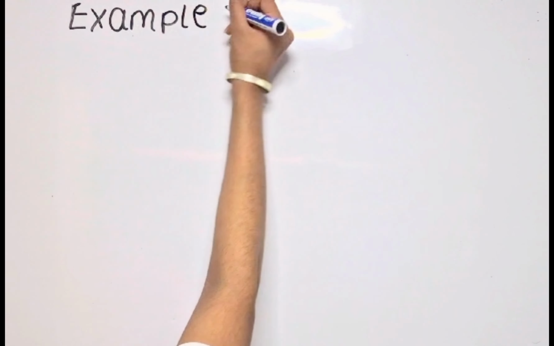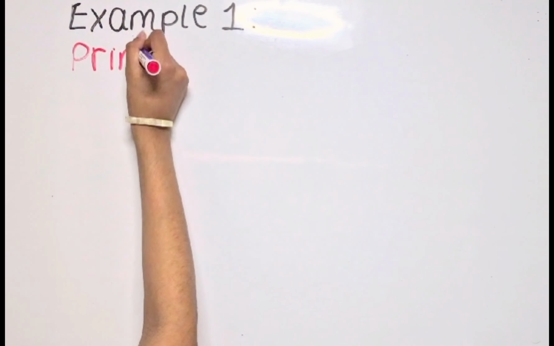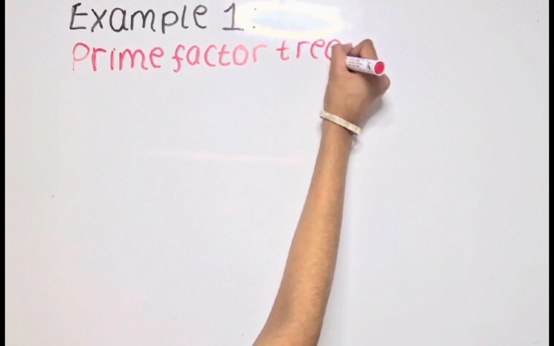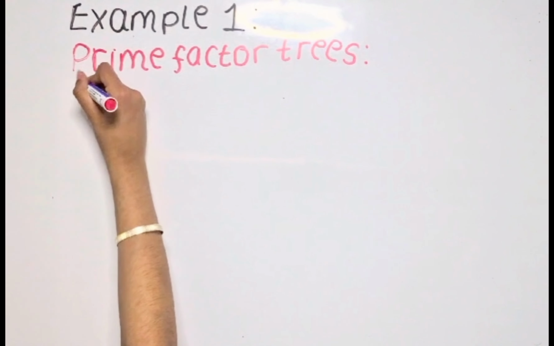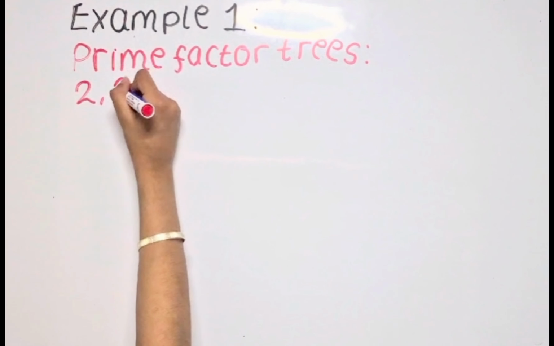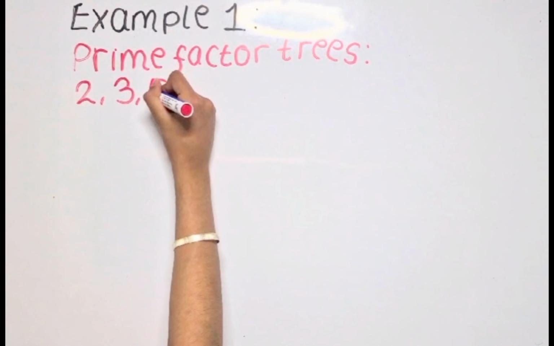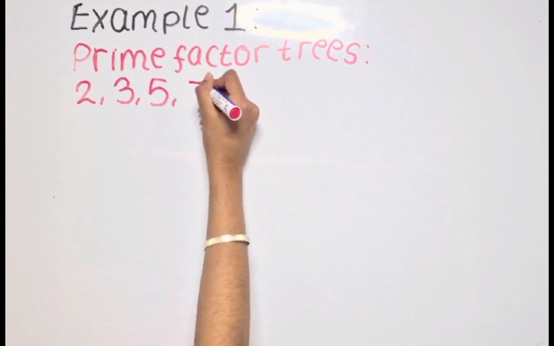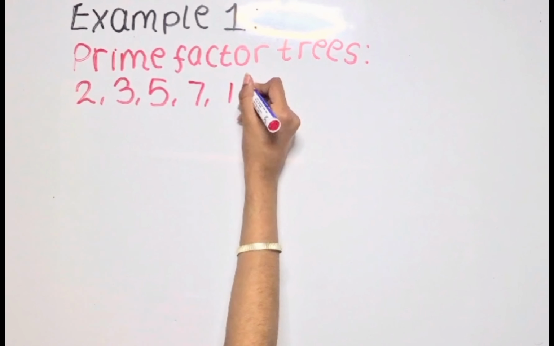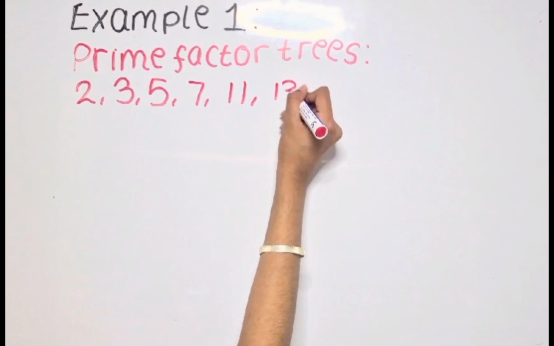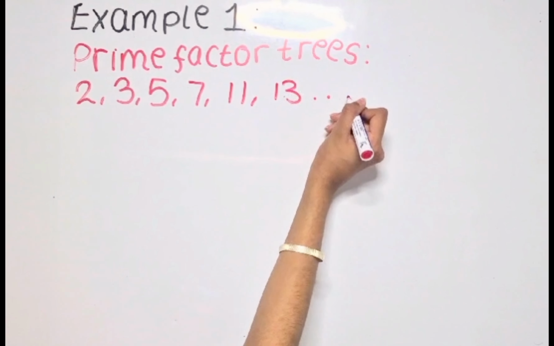Okay guys, so let's have a look at example number 1. We are going to be trying to solve some prime factor trees today. To help us, we are going to be writing out the first few prime numbers, and this should help us so we can cross off to see what prime numbers we have in our prime factor trees.